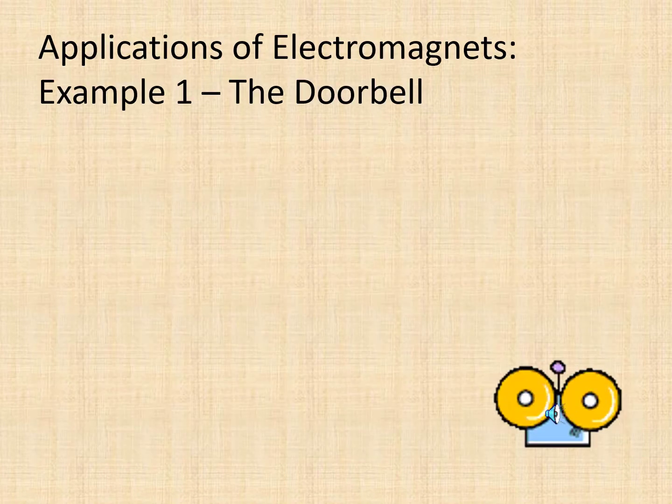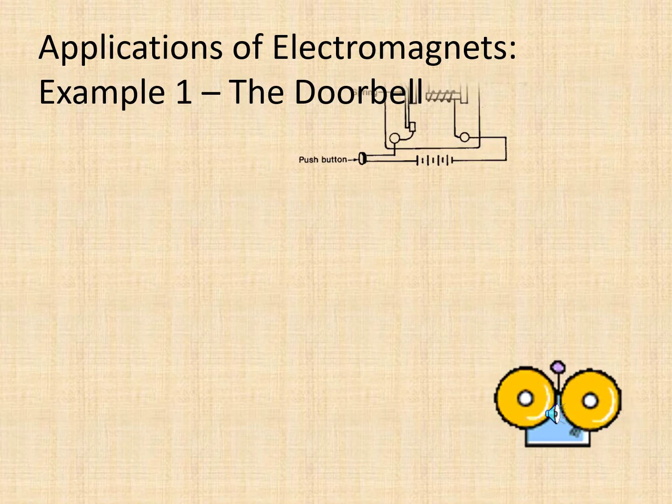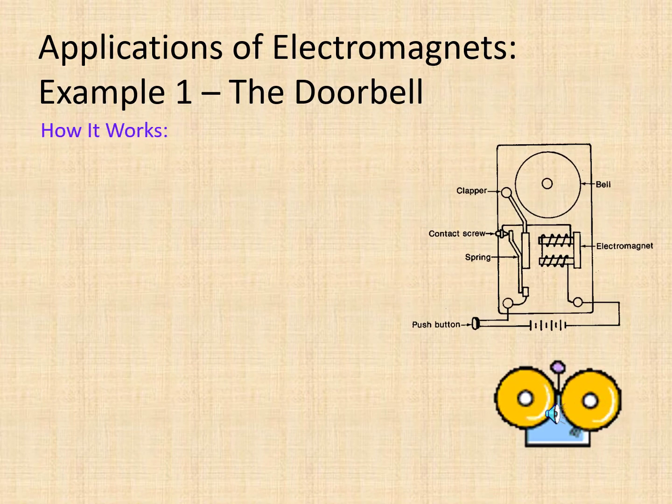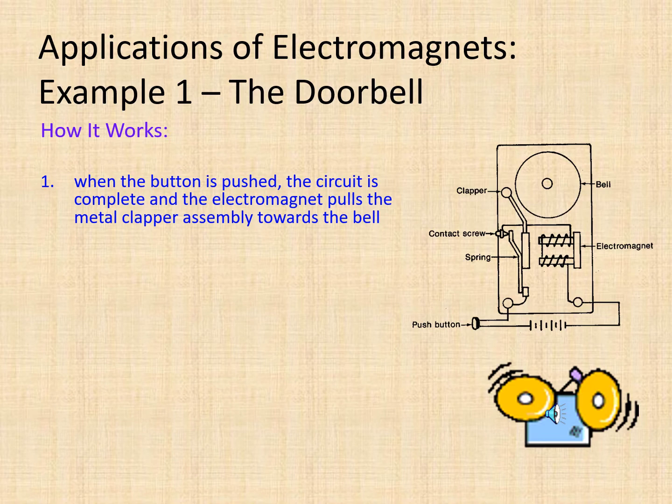So let's take a look at some common applications of electromagnets in technology, starting with perhaps the most simple application, that of the doorbell. What you see here in this very simple schematic of the doorbell is that when the button is pushed, the circuit is complete and the electromagnet switches on and pulls the metal clapper assembly towards the bell. When the clapper assembly is in the position shown, it's making contact with the contact screw and the circuit is complete, as I'm showing you here in red.